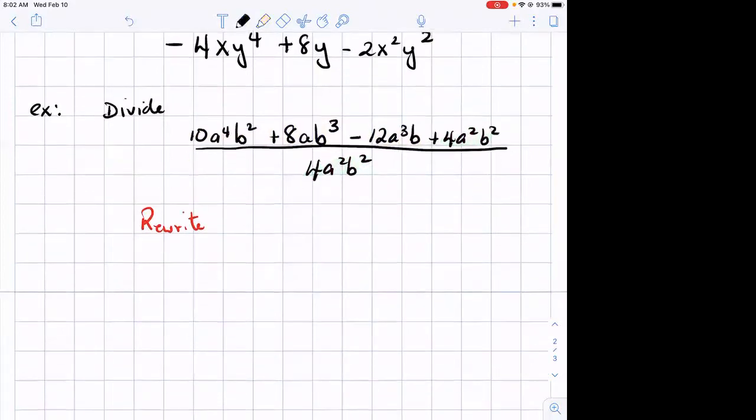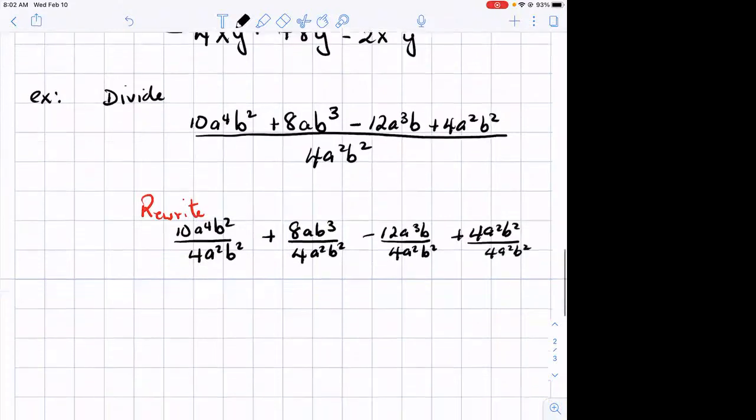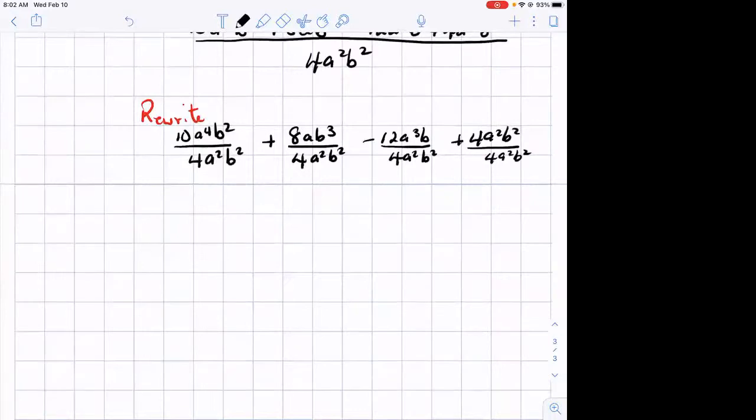If I rewrite this, I will have 10a to the fourth b squared divided by 4a squared b squared plus 8ab cubed divided by 4a squared b squared minus 12a cubed b divided by 4a squared b squared plus 4a squared b squared divided by 4a squared b squared. And now we can divide.